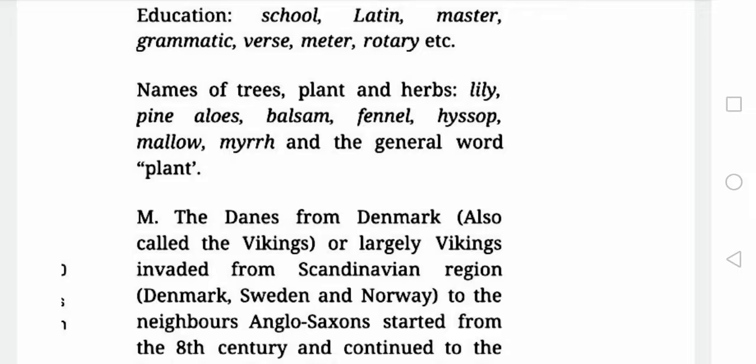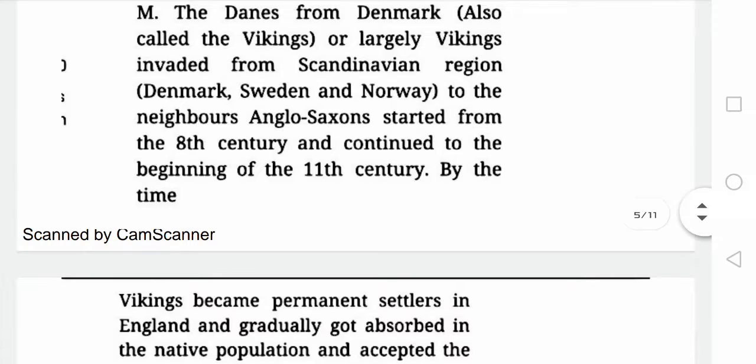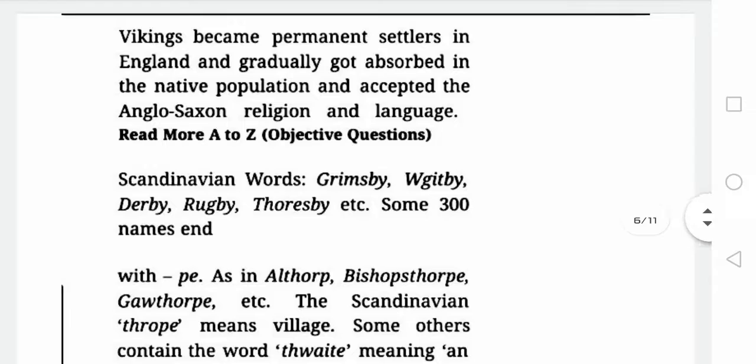This is from Denmark, which was the Vikings in the Scandinavian region, meaning Denmark, Sweden, and Norway, and they were the neighbors. The Vikings became quite permanent settlers in England, and they really absorbed the native population and accepted the Anglo-Saxon religion and language.